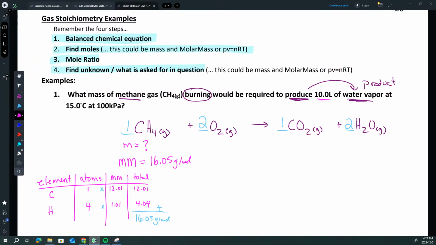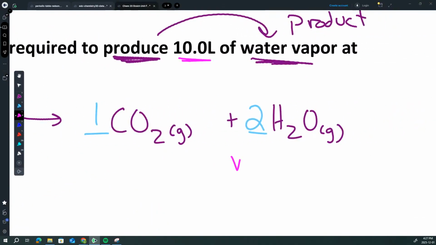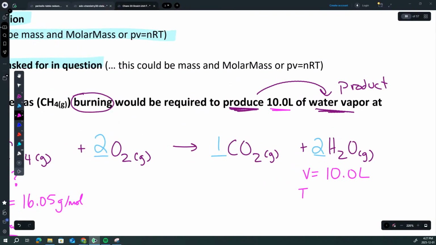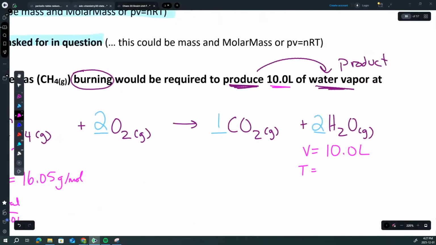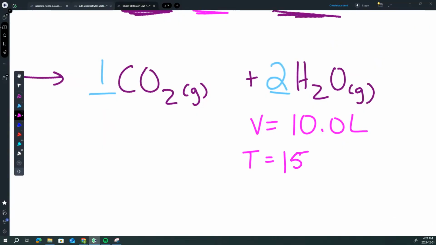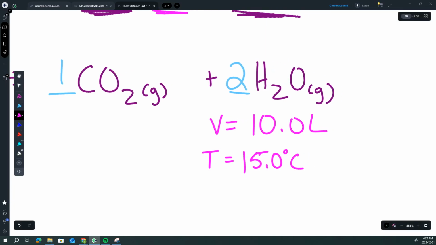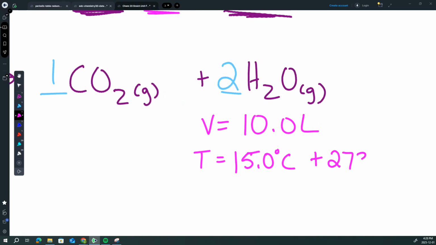Now it says that we're going to produce 10 liters of water vapor. So I'm going to go over to water vapor and go, okay, my volume is 10. And then they give us a temperature of 15 degrees Celsius. But if you remember from the gases unit, we never use degrees Celsius in our calculations. We always need to use Kelvin. So to convert from degrees Celsius to Kelvin, we need to add 273.15.